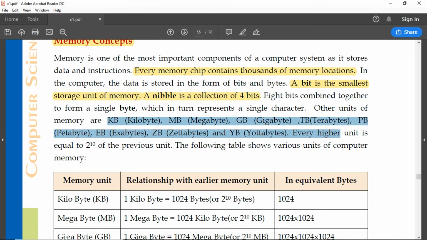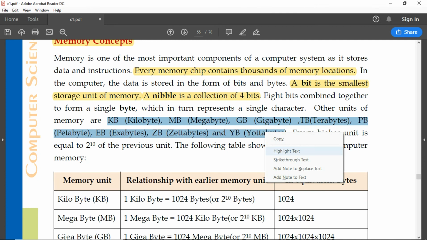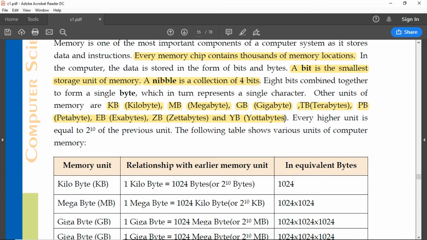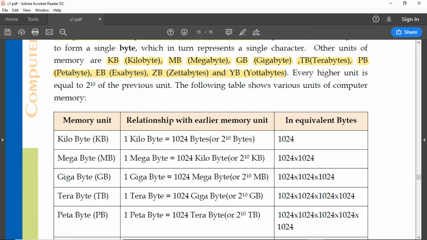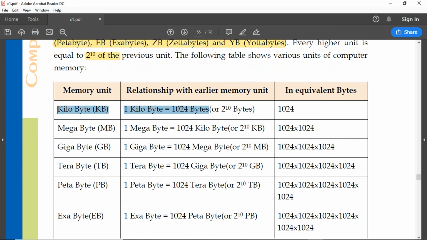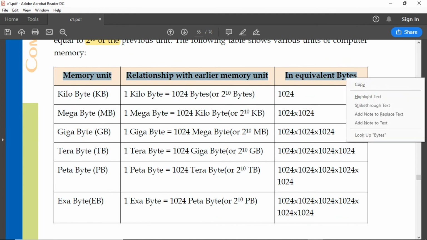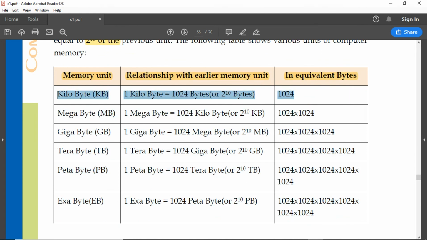Other units of memory are KB, kilobyte, MB, megabyte, GB, gigabyte, TB, terabytes, PB, petabyte, EB, exabytes, ZB, zettabytes, and YB, yottabytes. Every higher unit is equal to 2^10 of the previous unit. The following table shows various units of computer memory. Memory unit relationship with earlier memory unit in equivalent bytes. Kilobyte, KB, 1 kilobyte equals 1024 bytes, or 2^10 bytes.